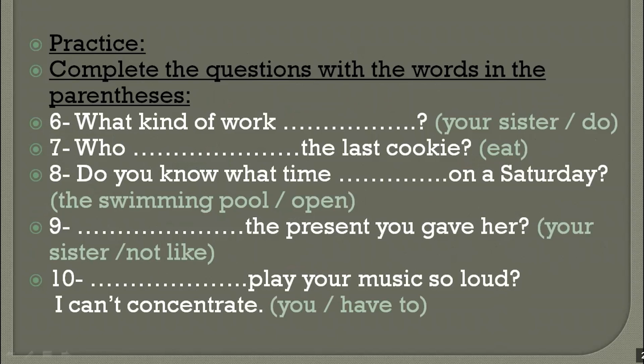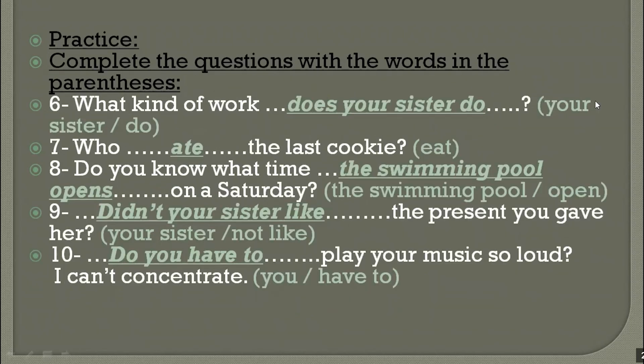Okay, now I'm going to show you the answers. What kind of work does your sister do? That's a normal question, so we have to use an auxiliary verb. It's in the present simple. We have to use an auxiliary verb. Number 7, who ate the last cookie? The question word is the subject, so we are not going to use an auxiliary verb. We're not going to say who did eat.